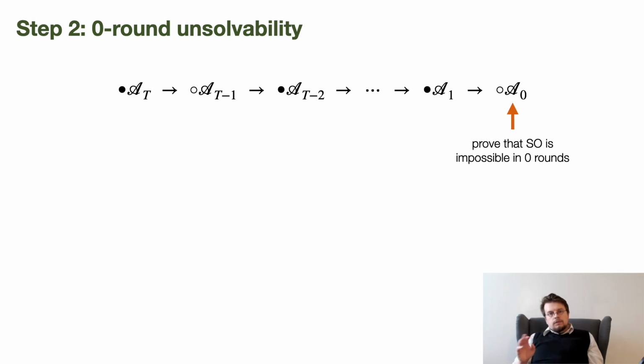Okay, so that was the first part of the proof. For the second part, we want to prove that there is no zero-round algorithm for Sinkless orientation in the bipartite supported LOCAL model. So this step is fairly simple. I will sketch the general idea and leave the details for the reader.